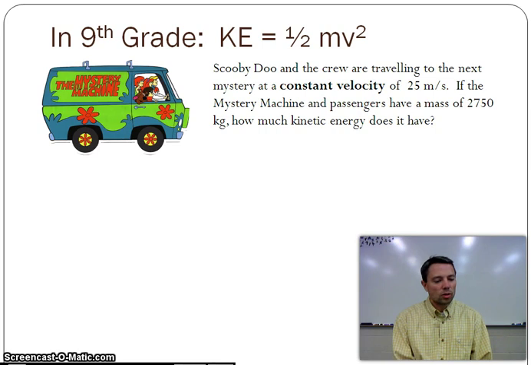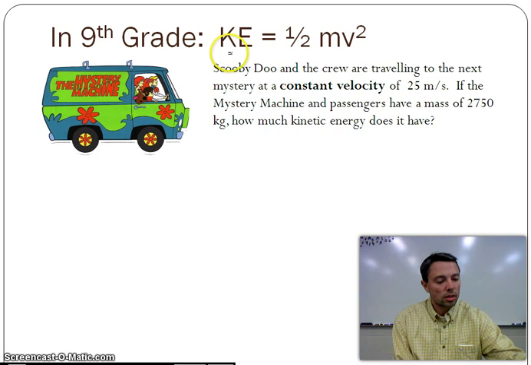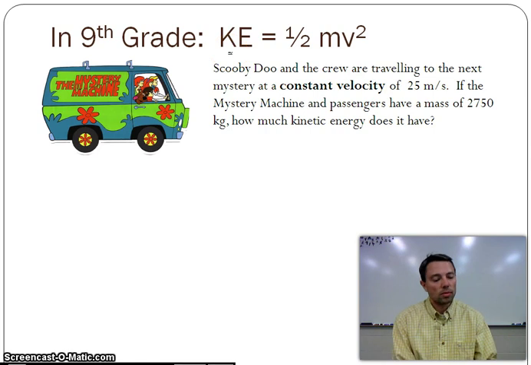So again, we have the mystery machine. Scooby-Doo and the crew are traveling along at some constant velocity, so they have motion. And we know that it has mass. So how much kinetic energy does it really have? This is a typical problem that you probably saw in ninth grade science. Looking at our equation here, kinetic energy is just 1/2 mv squared.